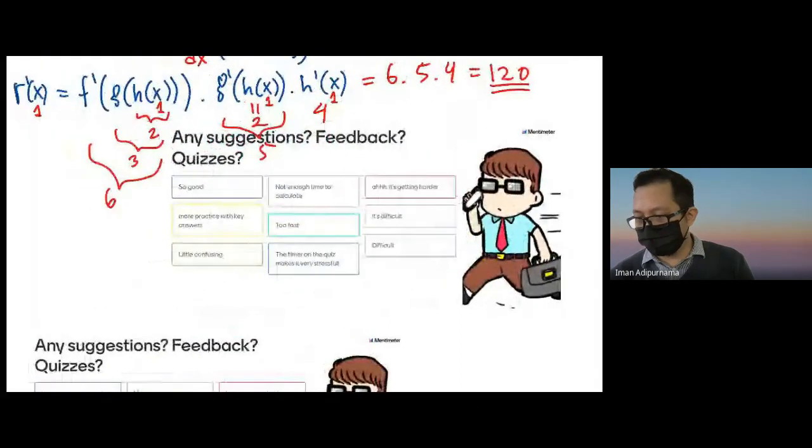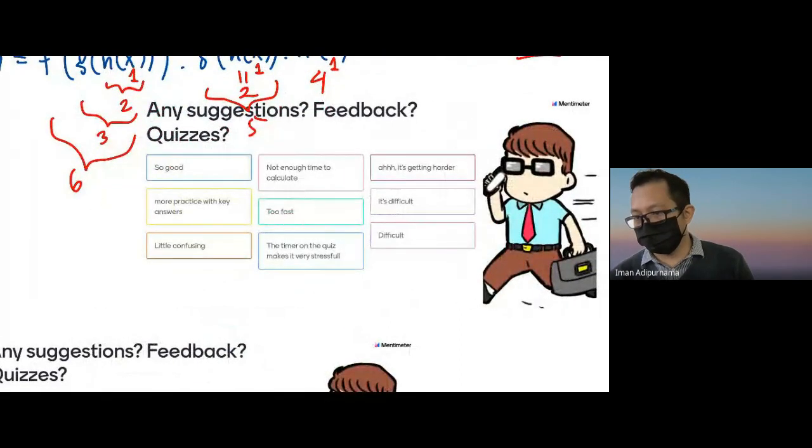Okay, and then some suggestions about the quiz, the timer especially. I think I can make some additional time for you. And more practice with the answers, I will provide that, I think this week.